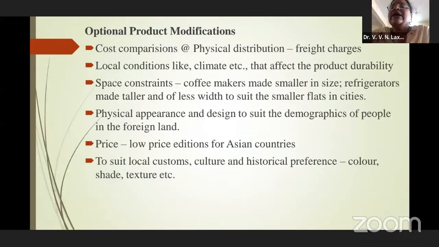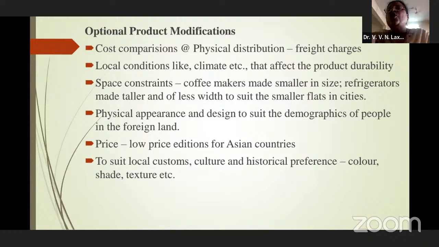Now, what are the optional product modifications that are available to a potential marketer? Especially the cost comparisons when it comes to the freight charges. That is, definitely there are certain things called low price. If you take academic textbooks for Southeast Asian economies, they have low priced editions. Either you talk about Pearson Education, or Tata McGraw Hill, or any of these publishers. So cost comparisons will always be there.